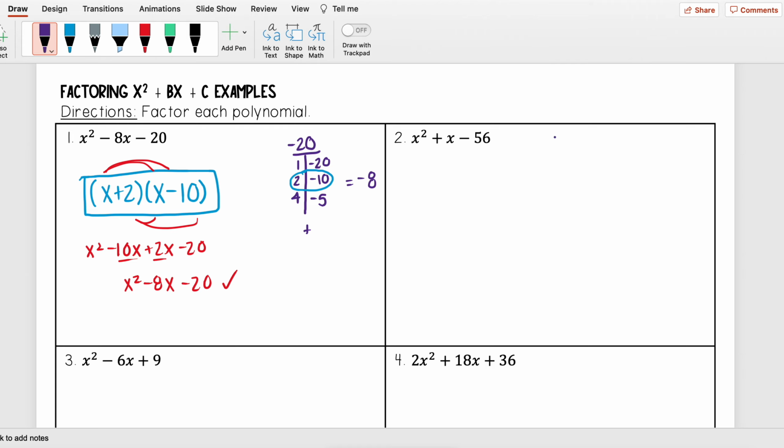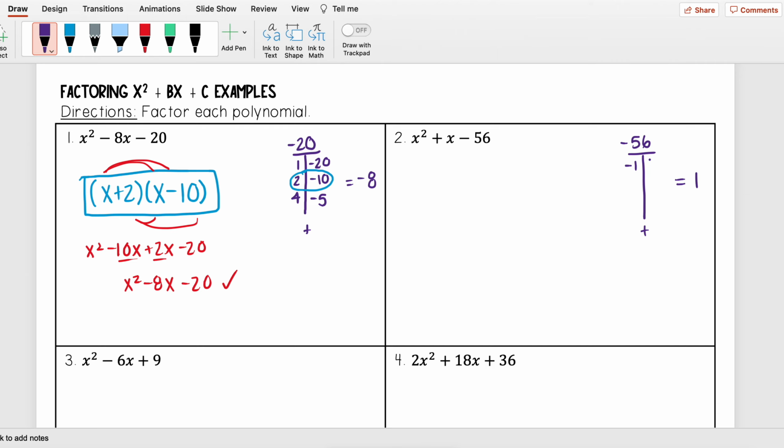But this one has a 1, so this means I'm looking for two numbers that multiply to negative 56. And then add to my b term, which since there's not a number here, there's really an invisible 1. So I'm looking for this to add to 1. So since it's multiplying to a negative number, that means that one number needs to be positive, the other needs to be negative. And since it's adding to a positive 1, my smaller number needs to be negative.